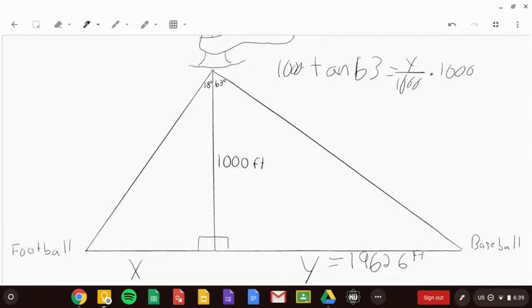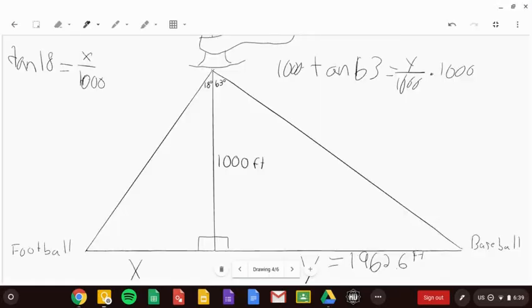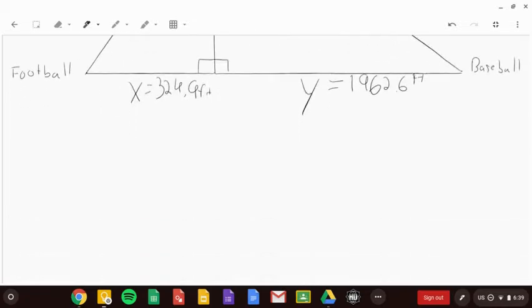Now we're going to do the same thing with the football field to underneath the pilot. So you've got tangent of 18 this time equals x over 1,000. Just like before, you throw that in the calculator and we get about 324.9 feet. And then you're just going to add those together.